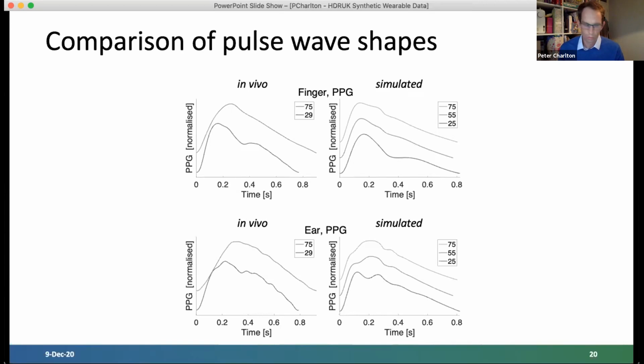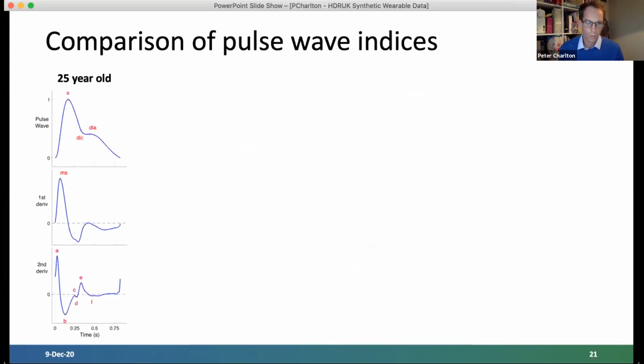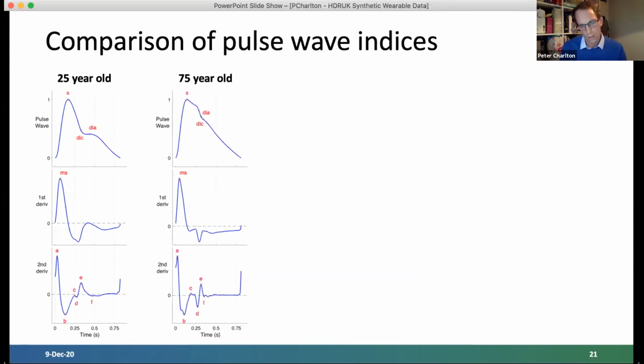We also compared pulse wave indices, which were calculated from the pulse waves. So to demonstrate this, here is a pulse wave for a 25-year-old, and then its first and second derivatives, and typical points that are identified on a pulse wave for analysis. Here is the corresponding 75-year-old pulse wave.